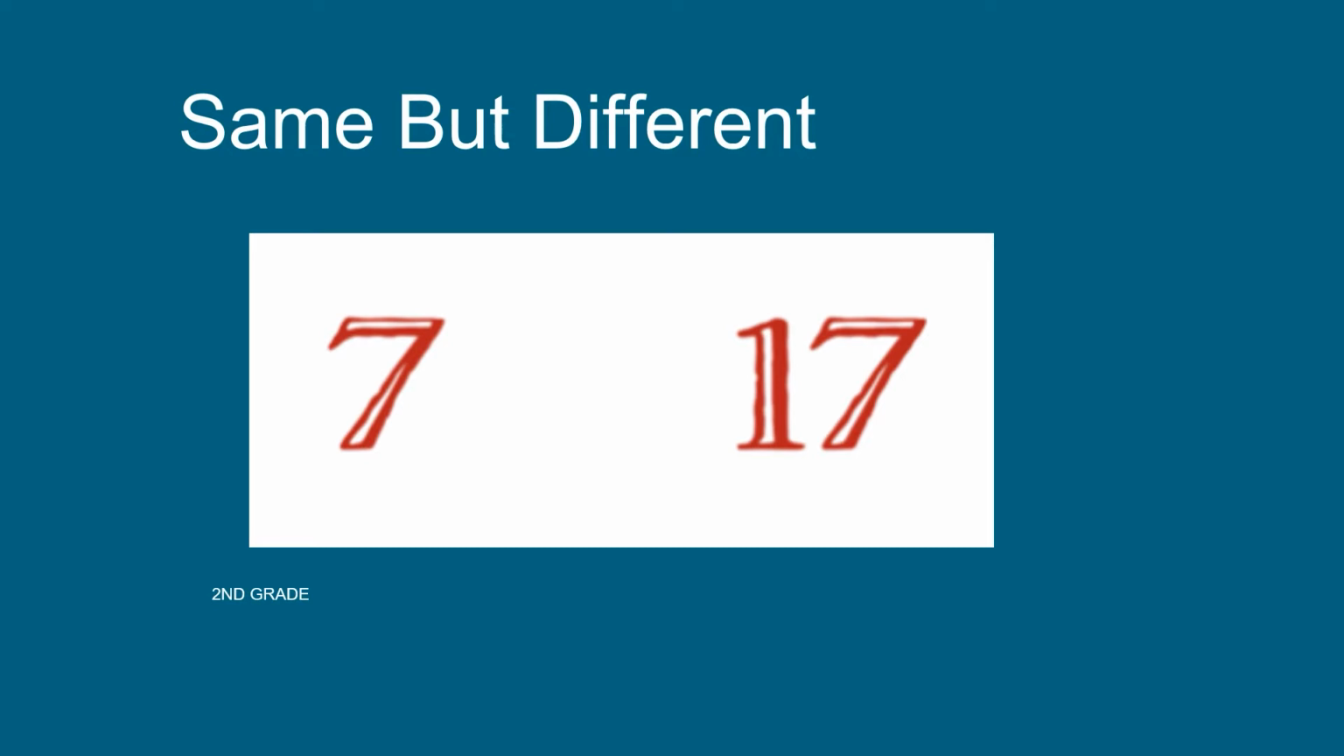Both numbers use the digit 7. They are different because 7 is a one-digit number and 17 is a two-digit number. They are the same because in both numbers, 7 is in the ones place. But they are different because the first number, 7, doesn't have any tens, and the second number, 17, has 1 ten. They are the same because both are odd numbers.